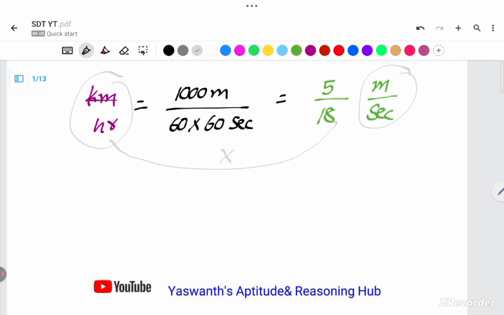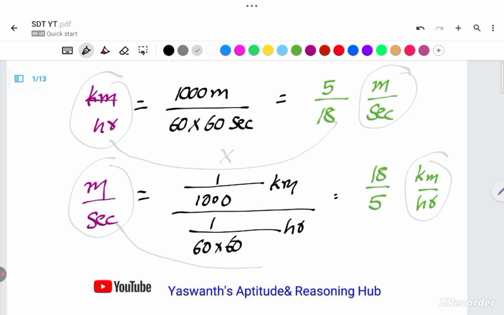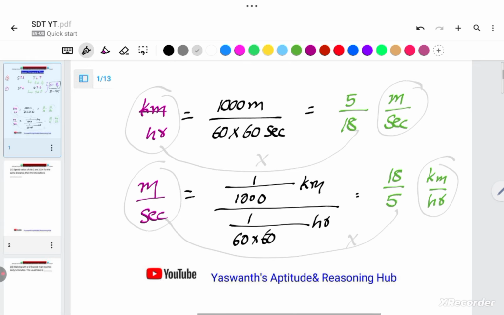In case we are converting from meter per second to kilometer per hour, we know that 1 meter is equal to 1 by 1000 kilometer, and 1 second is equal to 1 by 60 minutes and 60. After cancellation, the simplified form will be 18 by 5 kilometer per hour. So when you are converting from meter per second to kilometer per hour, we'll be multiplying it with 18 by 5. We'll be moving to the questions.